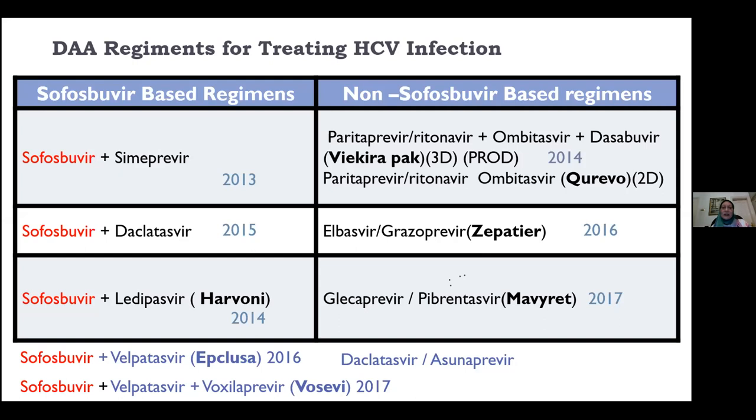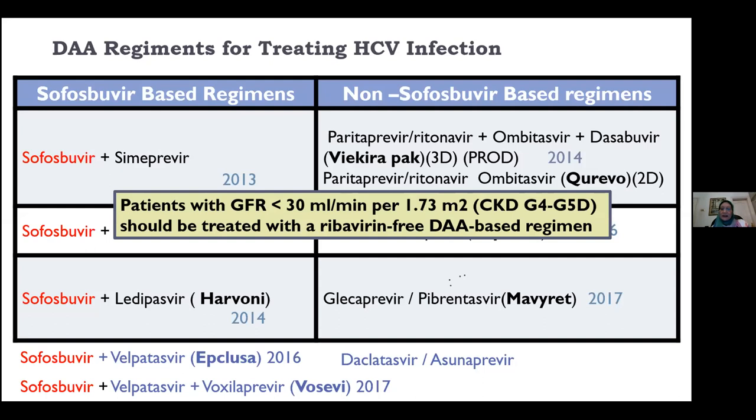I'm speaking about efficiency approaching almost 100%, and except for the 3D in the genotype 1a and the 2D in genotype 4, to reach the same efficiency, they need to be associated with ribavirin. And of course, they can be used without ribavirin, but they will give you an efficiency of 91% of sustained viral response. Just to let you know that according to the KDIGO guidelines, patients with a GFR less than 30 mL per minute should be treated with a ribavirin-free, directly acting antiviral-based regimen.